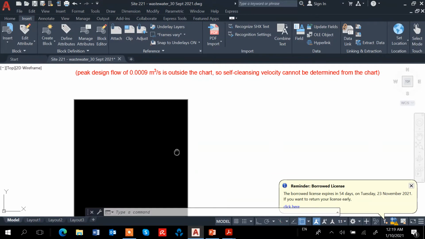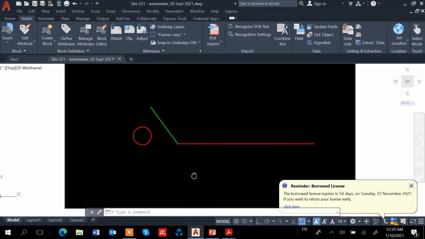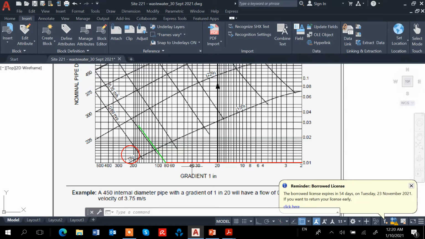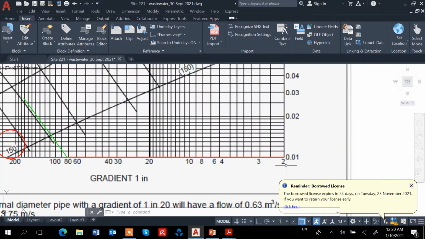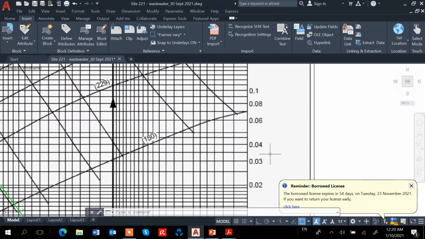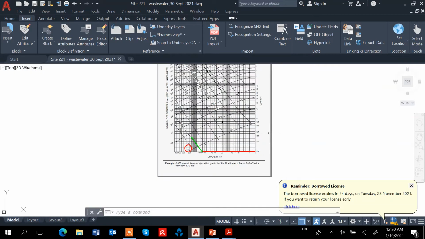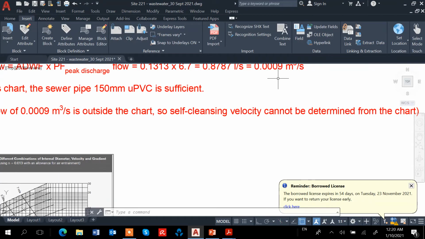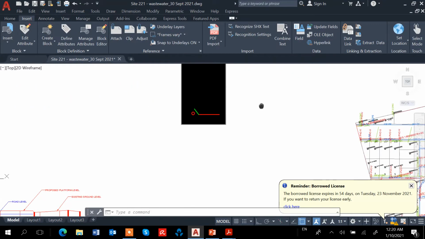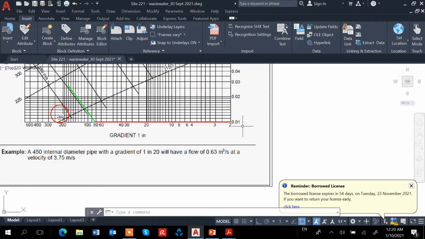So this is the Manning's discharge chart. This right-hand column is flow in cubic meters per second. Our flow is only 0.0009, so that is outside the chart. The minimum we have is 0.01, so we're going to use 0.01.